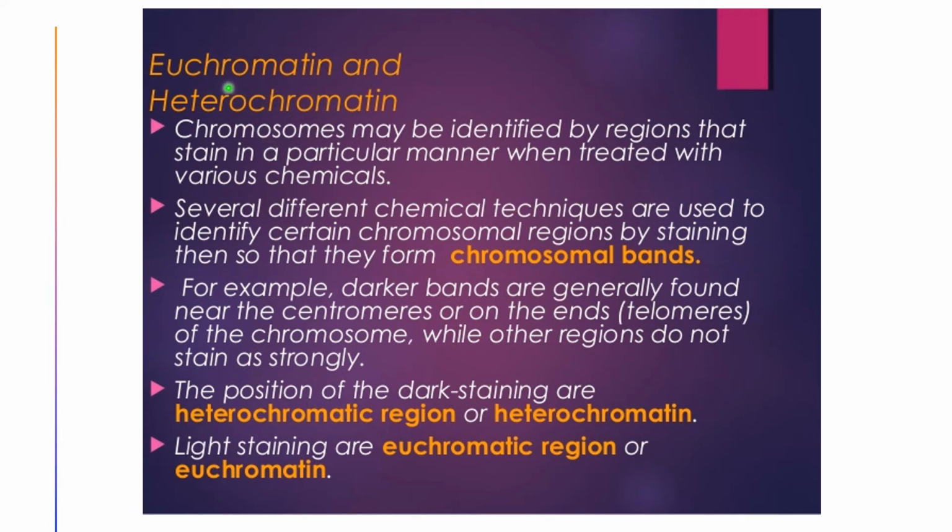Those regions are euchromatin and heterochromatin. Now, what is this euchromatin and heterochromatin? Chromosomes may be identified by regions that stain in a particular manner when treated with various chemicals. Chemicals means the dyes, the staining agents. So these chromosomes have different regions on them, which are stained differently by using different stains.